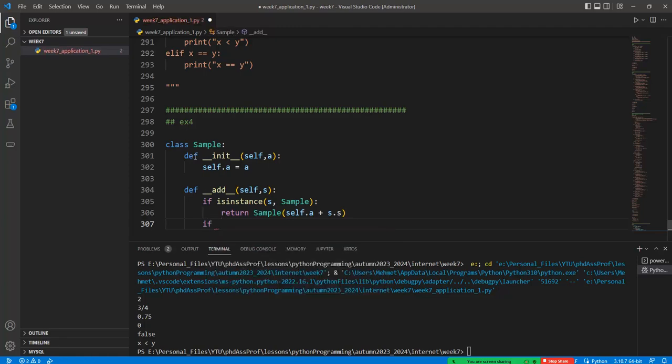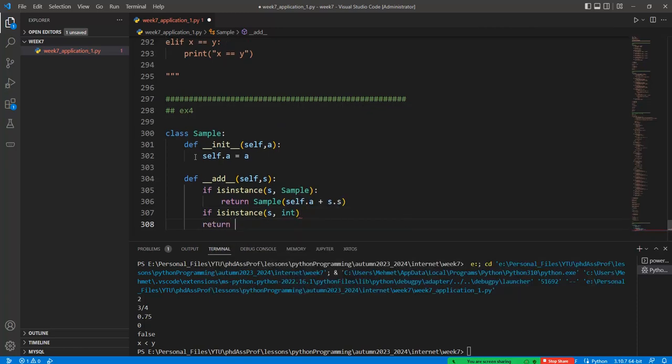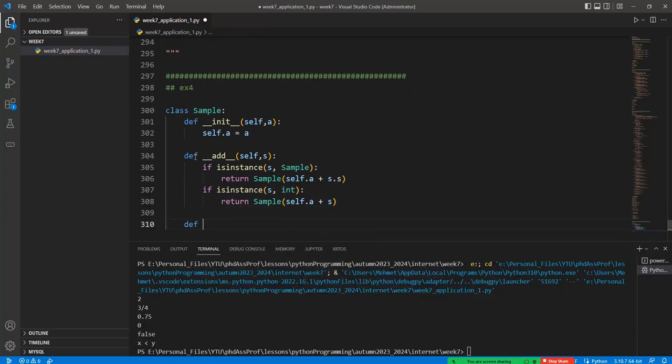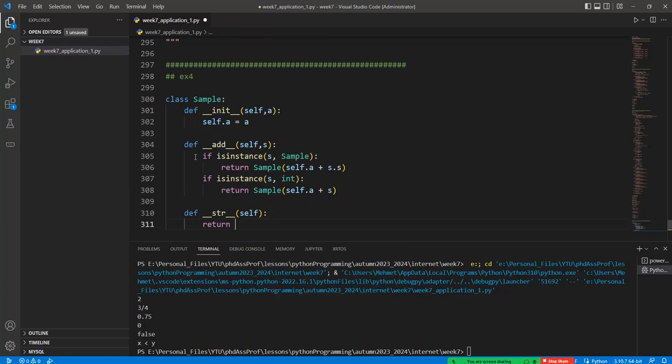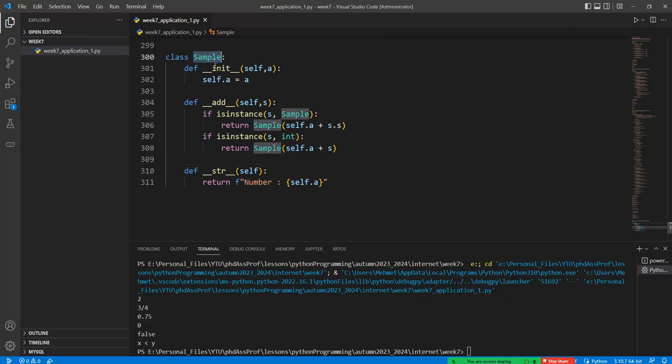And then if isinstance s is an integer value, then return Sample of self.a plus s, okay? Def __str__ self, the return value is the f-string of the number self.a, okay? Which means that if I create this Sample body and add any other variable here, the number is shown on the page in the format of these terms.